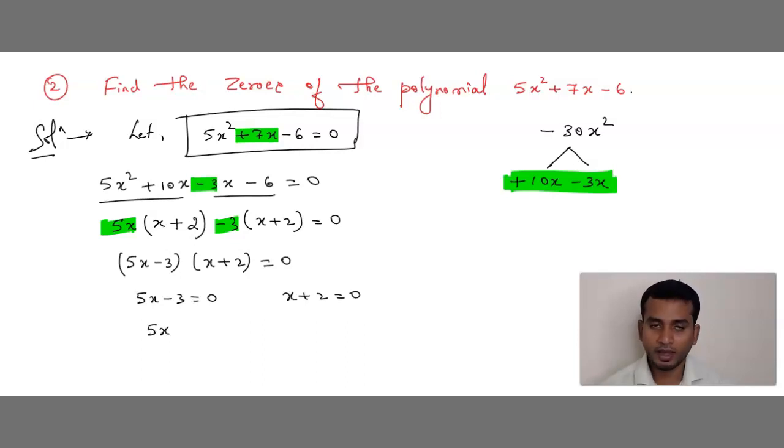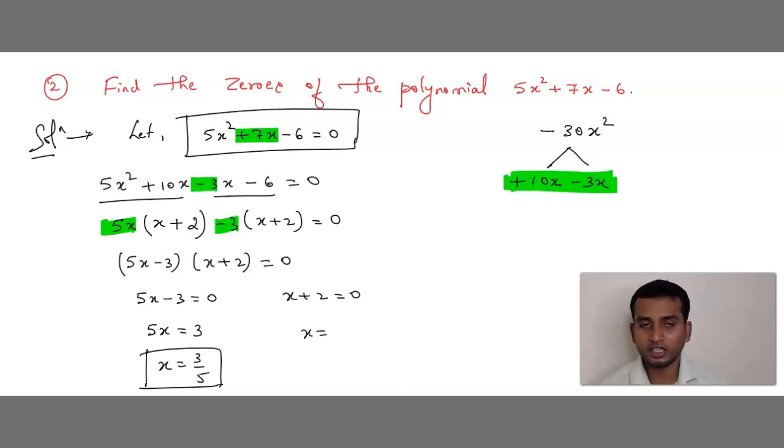I am taking x term as it is. Minus 3 I will shift to the opposite side. It becomes plus 3. Then x is equals to 3 by 5. And here x plus 2 equals 0, the 2 comes to this side. It becomes minus 2. So the value of x is minus 2.